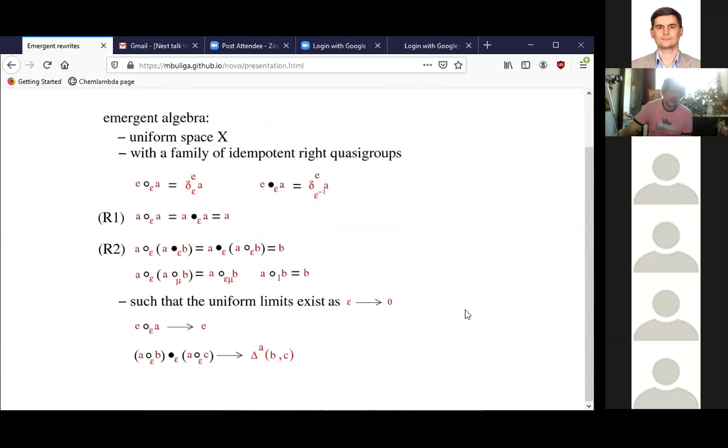And there is the topology or analysis part, and moreover, as epsilon goes to zero, some things converge uniformly to something. The dilation delta epsilon applied to A converges to E. And there is this strange thing which is called the approximate difference, which converges also uniformly with respect to A, B, C. So these are the axioms of emergent algebra. So it's a combination. This is not only Reidemeister moves and that's all. There is this supplementary information that some uniform limits exist.